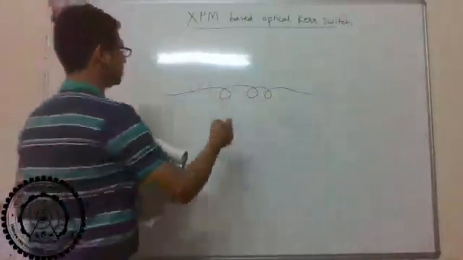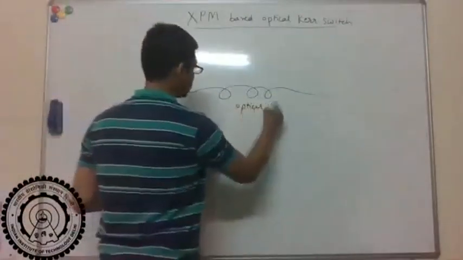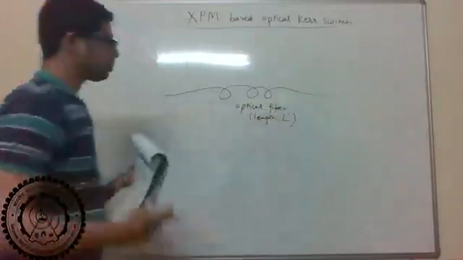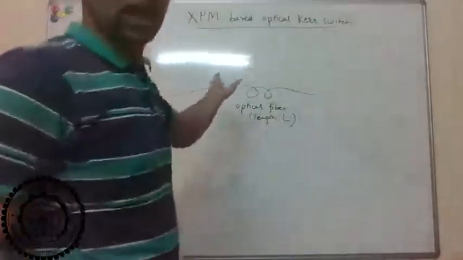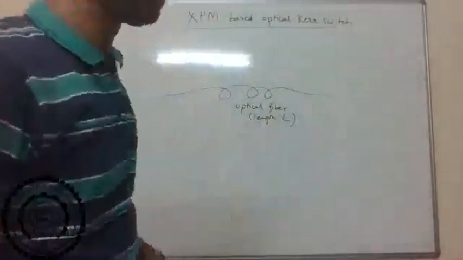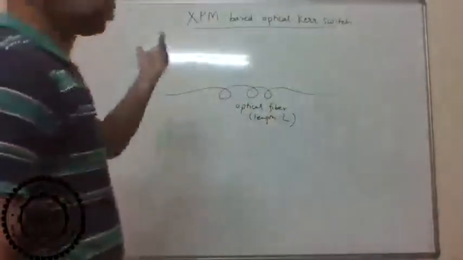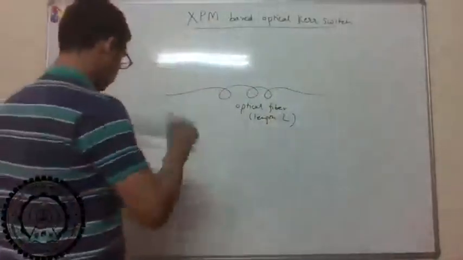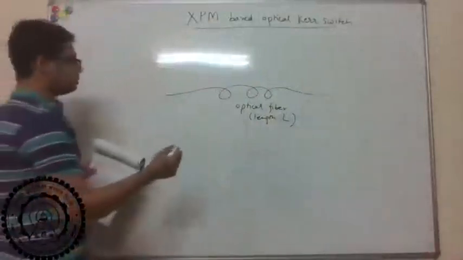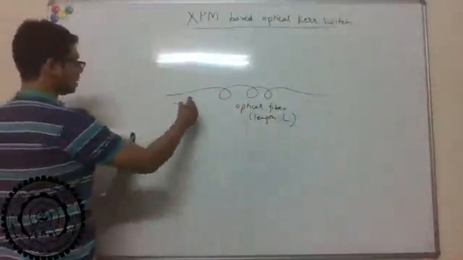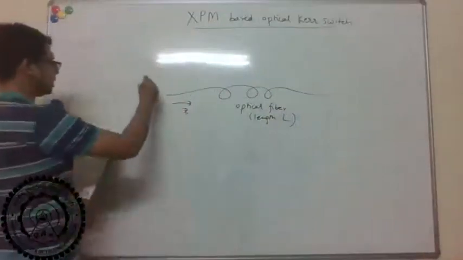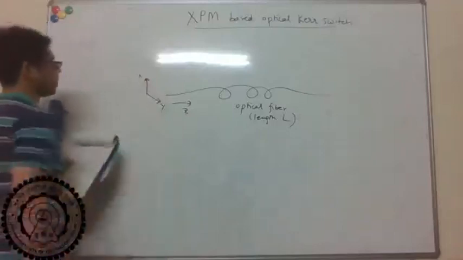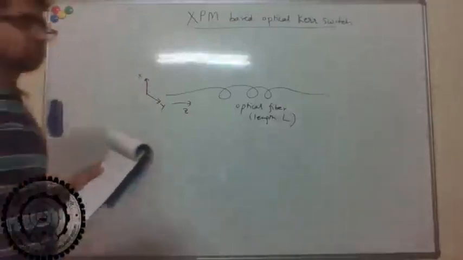Optical fibers are made out of glass, and glass has some chi3. It's an isotropic medium. Glass is an amorphous solid, so it's an isotropic medium. And the setup is, we have two beams. Let's say the direction of propagation is z, and the transverse coordinates are x and y. So we have two beams.